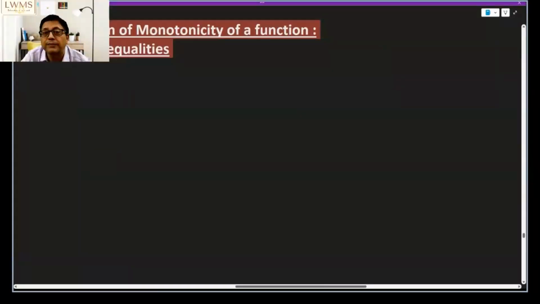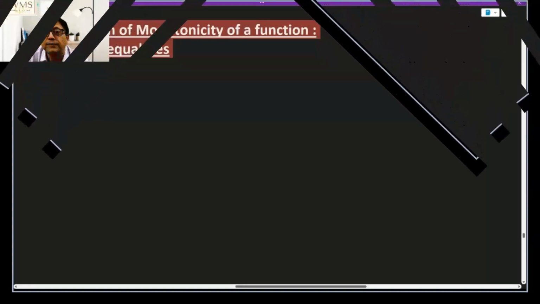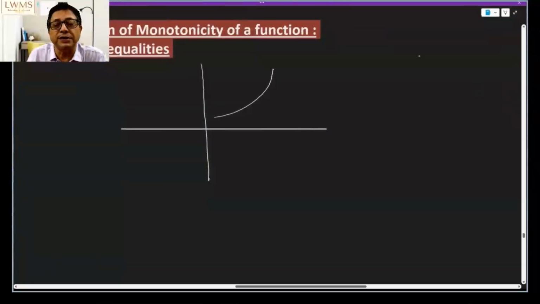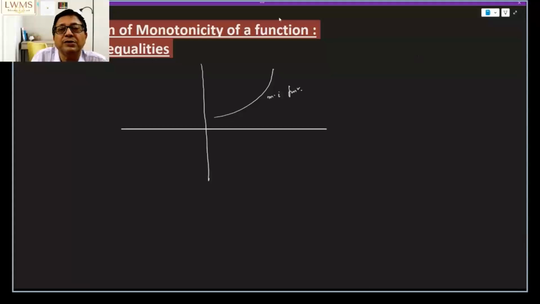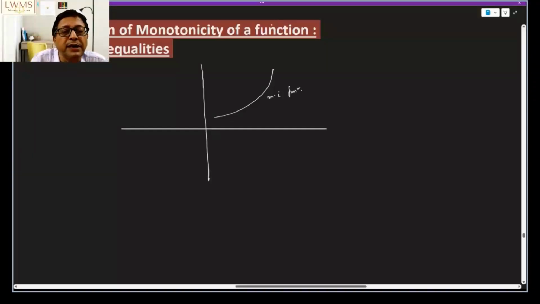So, proving inequation by using the concept of monotonicity of a function. For a monotonic increasing function, the graph of the function will be like this. Gradually it increases. This is a monotonic increasing function. It is not true that it has to go this way only. The graph of the function may be like this also. Okay, this is also a monotonic increasing function.